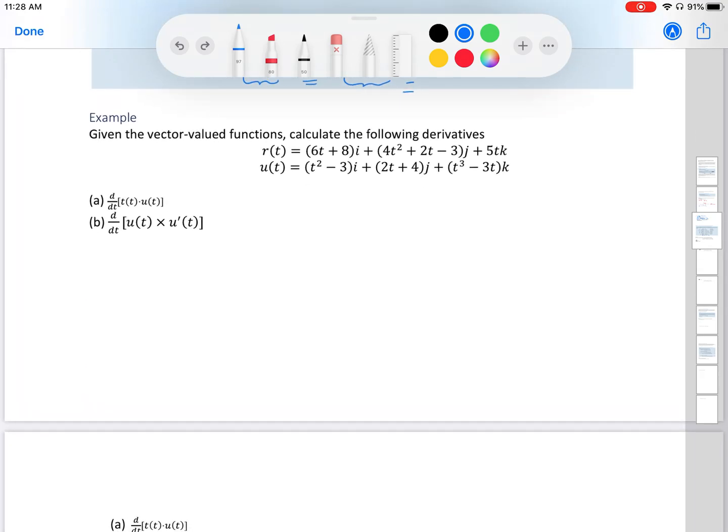Okay, next example. Given the vector valued functions, calculate the following derivatives. r of t is equal to (6t plus 8)i plus (4t squared plus 2t minus 3)j plus 5t k. u of t is equal to (t squared minus 3)i plus (2t plus 4)j plus (t cubed minus 3t)k. For A, we want to find the derivative of r of t dot product u of t.